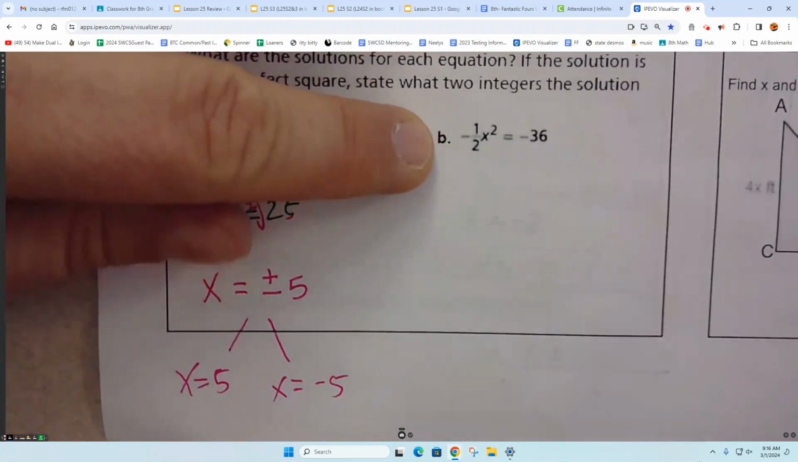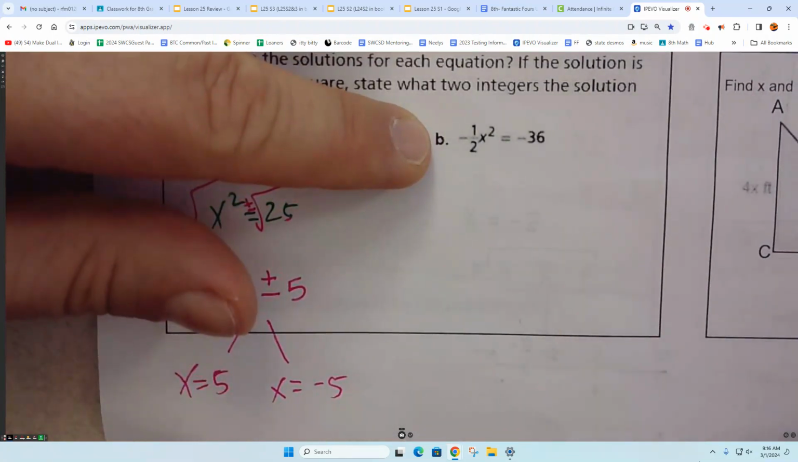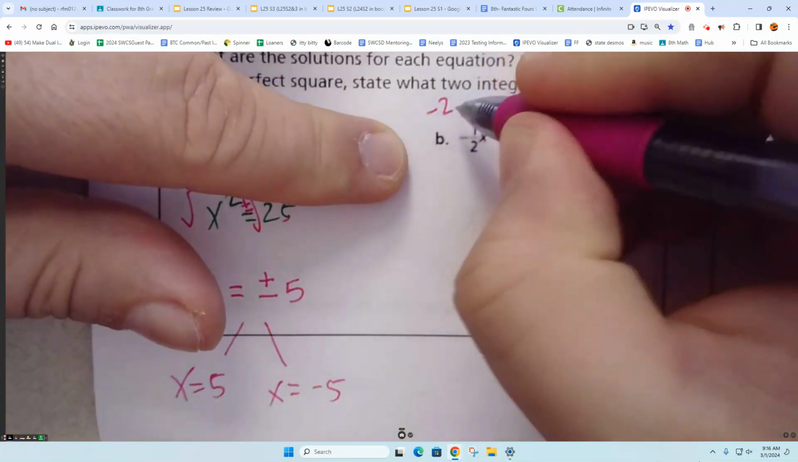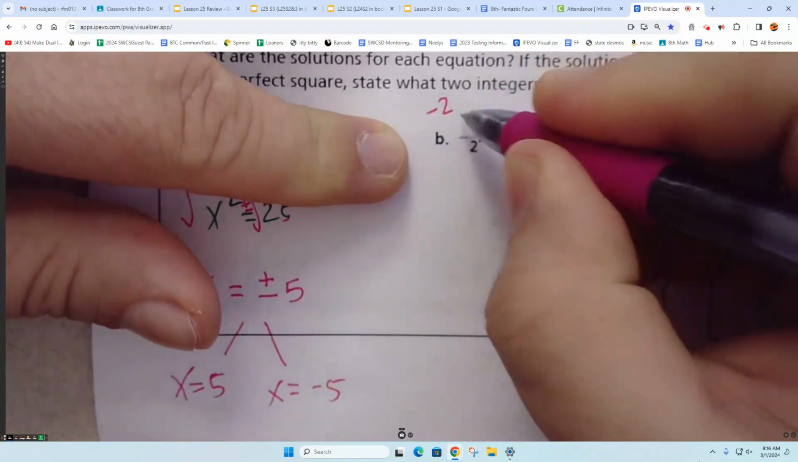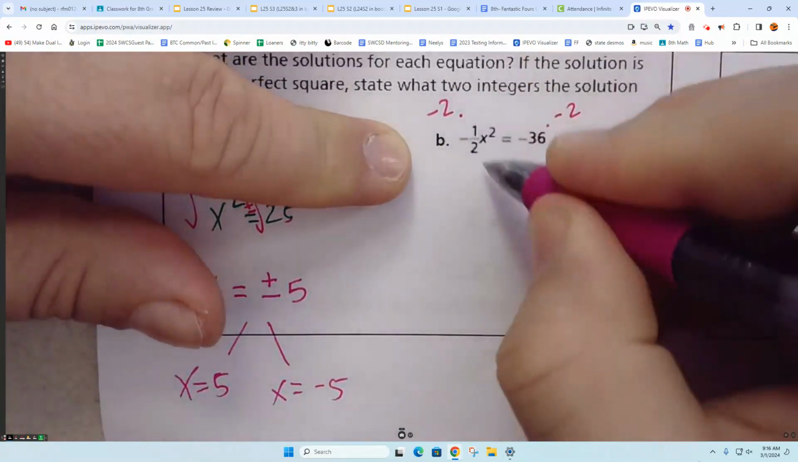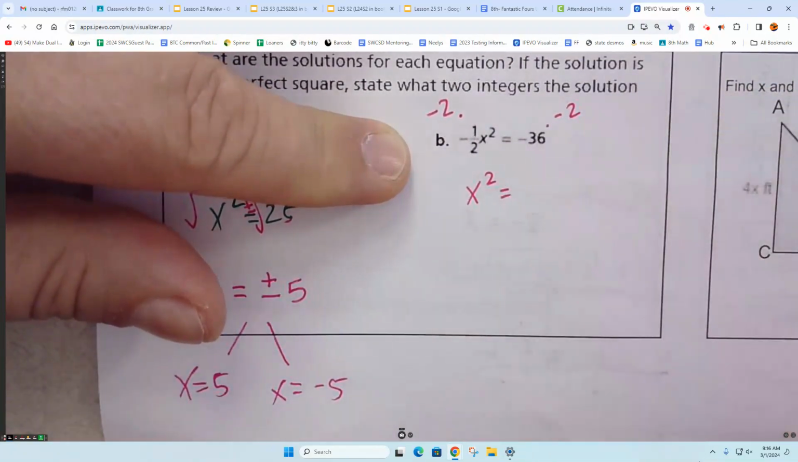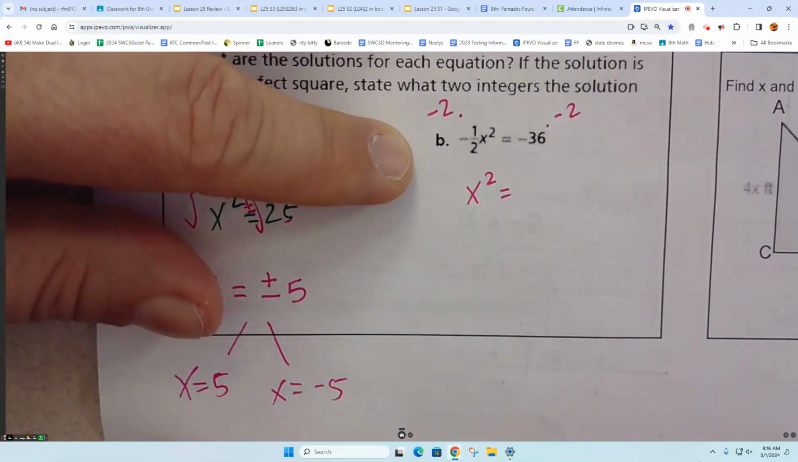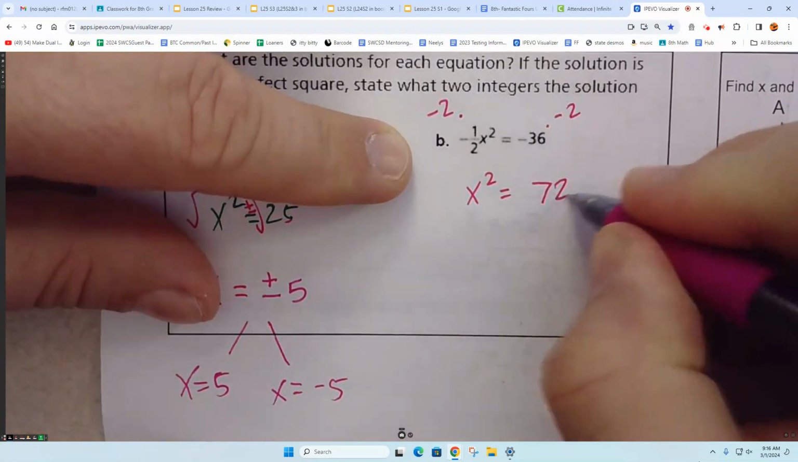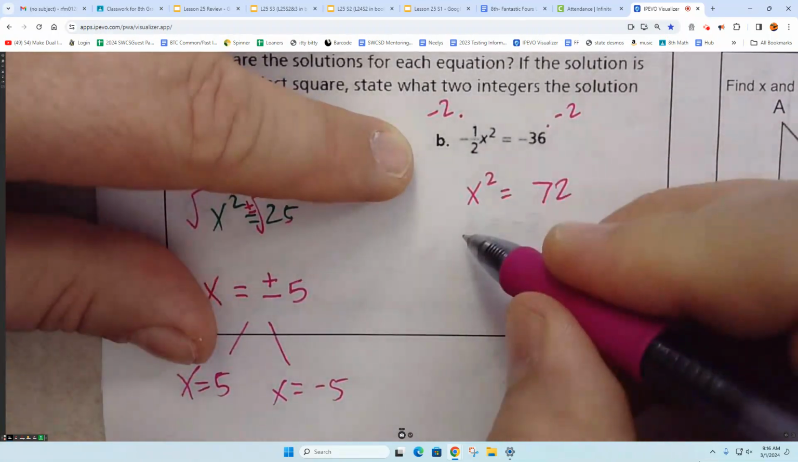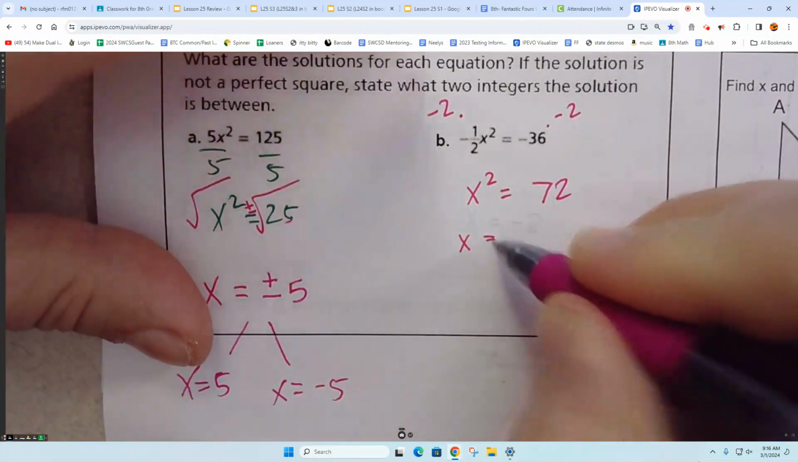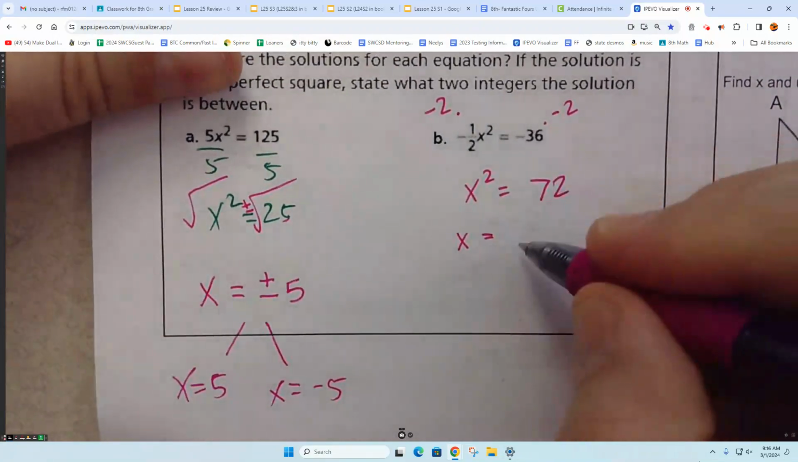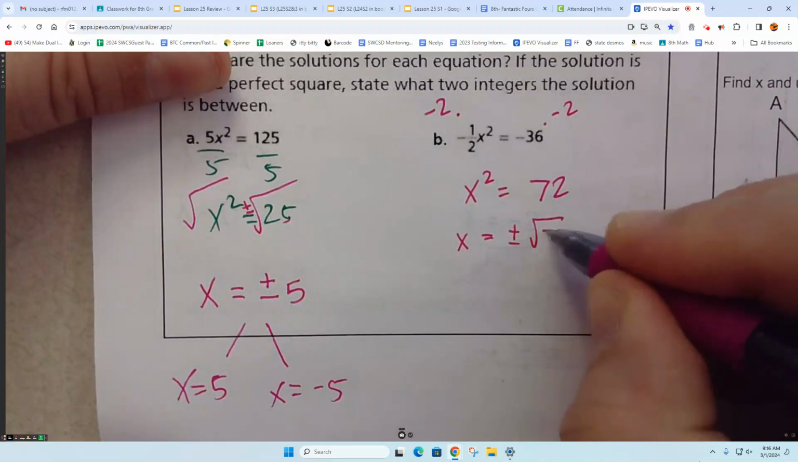So this next one, how do we get rid of negative 1/2? I'd multiply by negative 2 on both sides. Okay, so that goes away. We get x squared equals negative 2 times 72. Okay, square root both sides. So we get x equals plus or minus square root of 72.